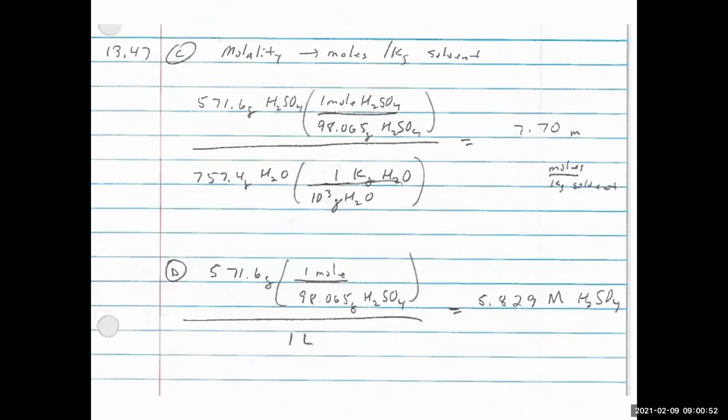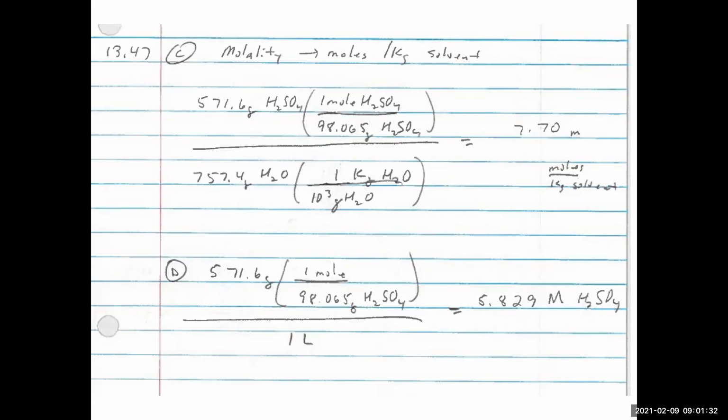Then we wanted to calculate the molality. We know once again that molality is moles per kilogram of solvent. Here in the numerator, we calculate our moles of H2SO4 using that molecular weight. And then in the denominator, we had calculated the number of grams of water in that last part of the problem. Then we just need to convert that to kilograms. We do the math and we get 7.70 moles per kilogram of solvent.